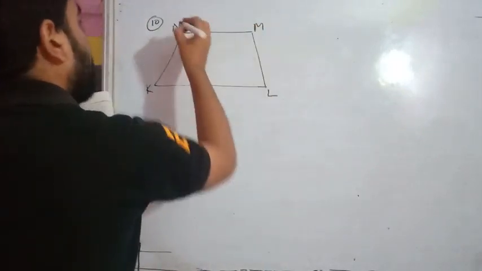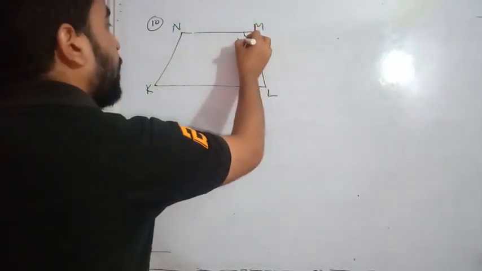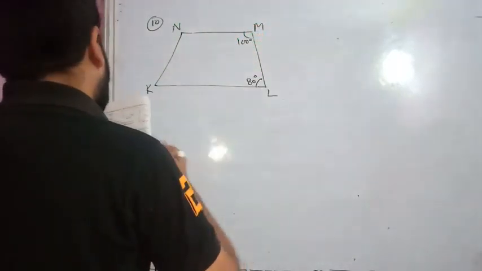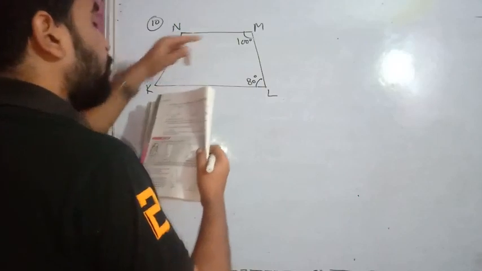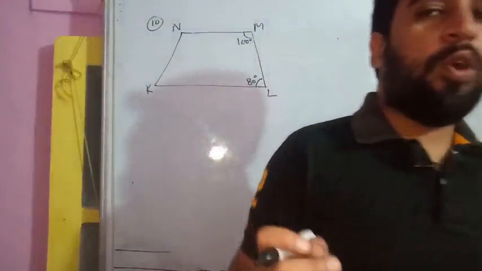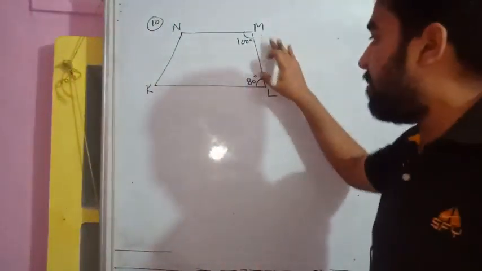KLMN. This angle M is 100 degree, and this angle L is 80 degree. And they are asking, explain how this figure is a trapezium. So students, two angles are given to us, so obviously we have to use the concept of angles.